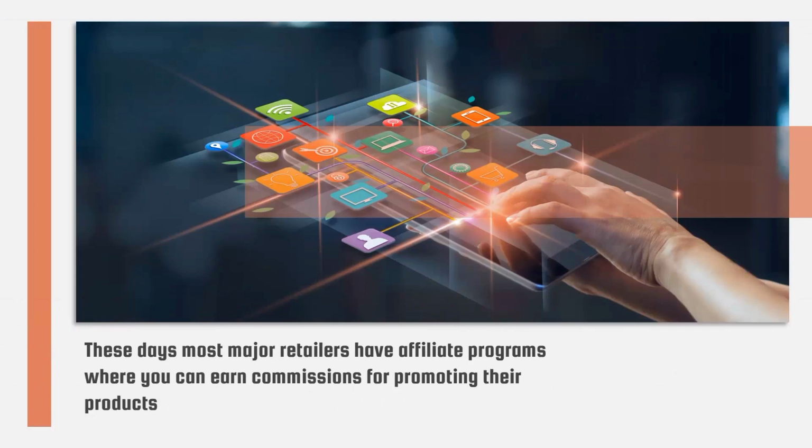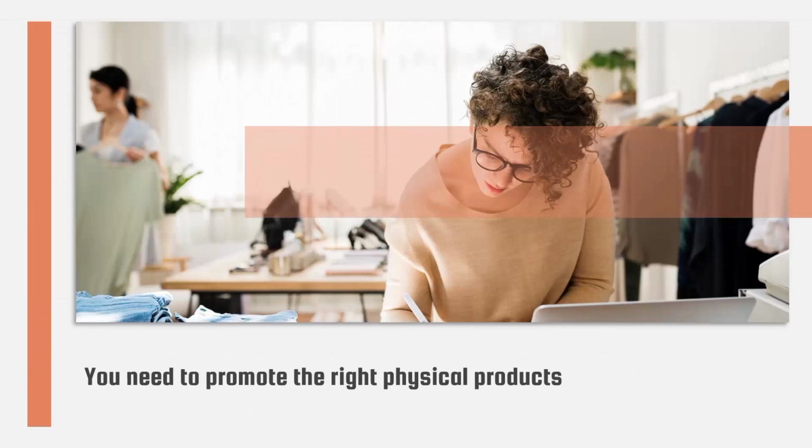These days, most major retailers have affiliate programs where you can earn commissions for promoting their products. The Amazon Associate Program is very famous, and many people use this to make regular income online. You need to promote the right physical products. Amazon only pays a 3% commission on toys and 4% on other goods. Once you reach a specific threshold, then the commissions can raise to 8%. It is best to promote high-ticket products from Amazon, such as HD TVs, for example. The sale of a $1,000 TV will give you a $40 commission.